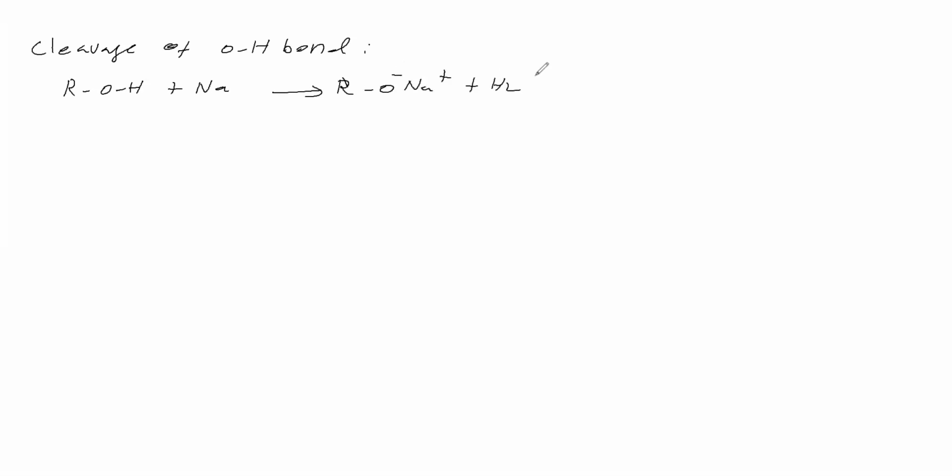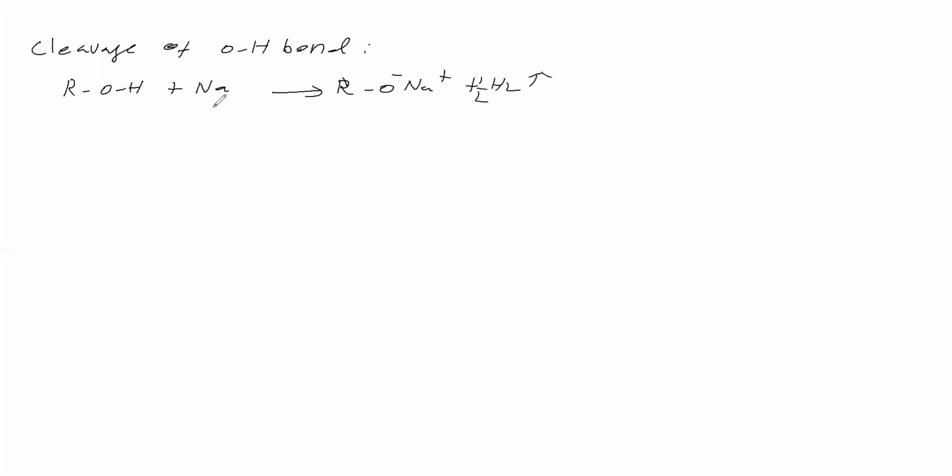Let us continue chemical properties of alcohol. In that first one, we will take cleavage of the OH bond. Now we are taking alcohol. This alcohol we will treat with sodium. What we will get is sodium alkoxide plus hydrogen gas.